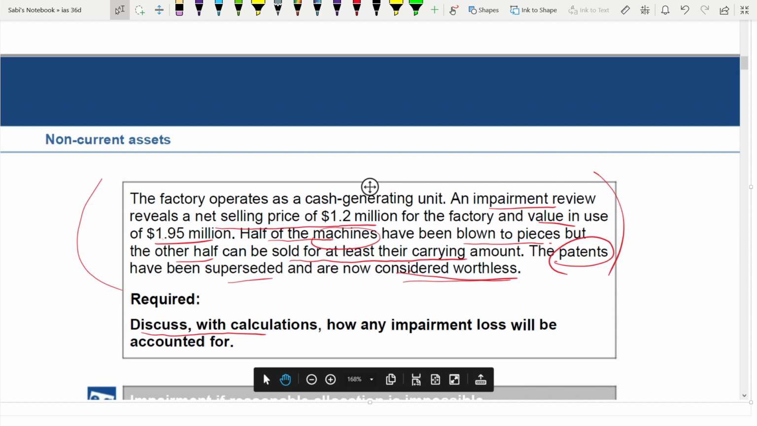So you see that impairment reveals the net selling price. Net selling price means fair value less cost to sell. This is the meaning of net selling price. It's 1.2 and value in use is 1.95. You have to take the higher of the two as a recoverable amount. Higher of the two is what? Value in use, which is 1.95. This is the recoverable amount, right?